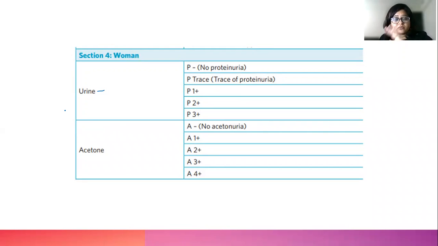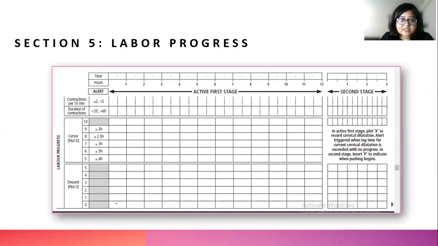Now, coming to the most important point. This is progress in labor. The first thing you need to remember is that the partograph has been divided into first stage and second stage. In the old partograph, remember, there was no second stage. So second stage has now been introduced. And what is second stage? From full dilatation of the cervix till delivery of the baby.